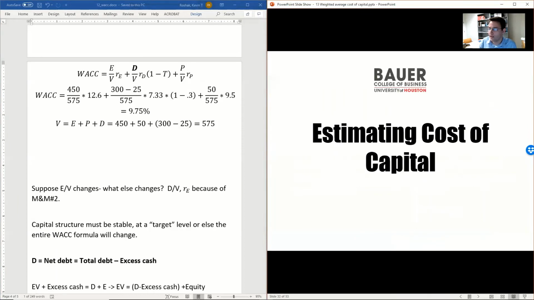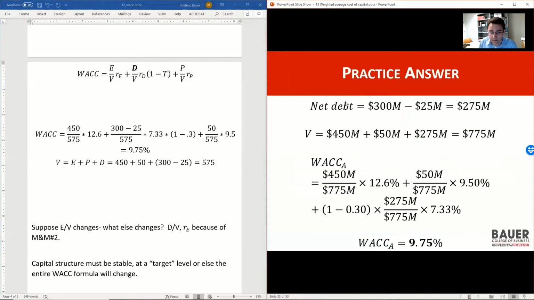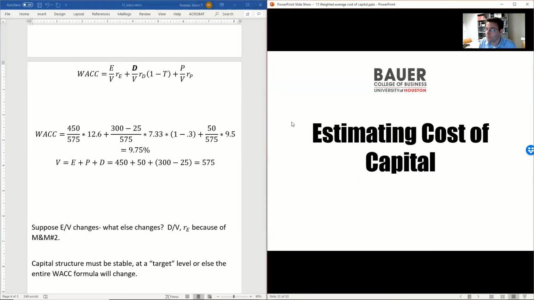Okay. Next, I want to talk more about estimating the cost of capital. So when we have the WACC formula, we've got a discount rate on equity, a discount rate on debt, and a discount rate on preferred here. We'll talk about where those are coming from. In the previous example, those were just given. I just gave you a bunch of numbers, just spat them out at you, and you had to put them into the formula. But economically, how could we figure out these things?